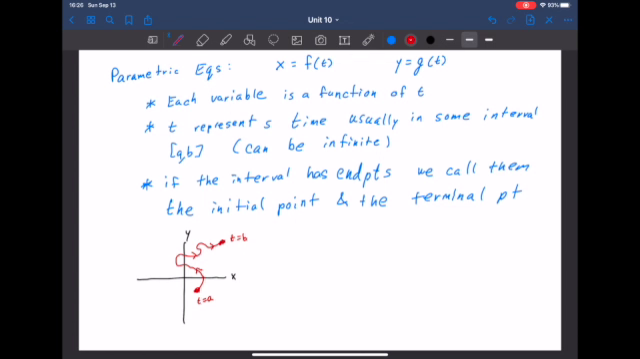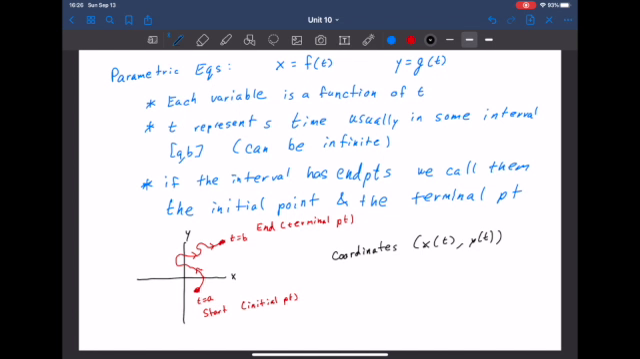Because we know it starts, this is the start or the initial point, and this is the end or the terminal point. Now, just to be clear here, the coordinates of the graph, right? This graph has coordinates that look like x of t, comma, y of t. So notice that the coordinates now are functions, they're not going to be just numbers anymore.